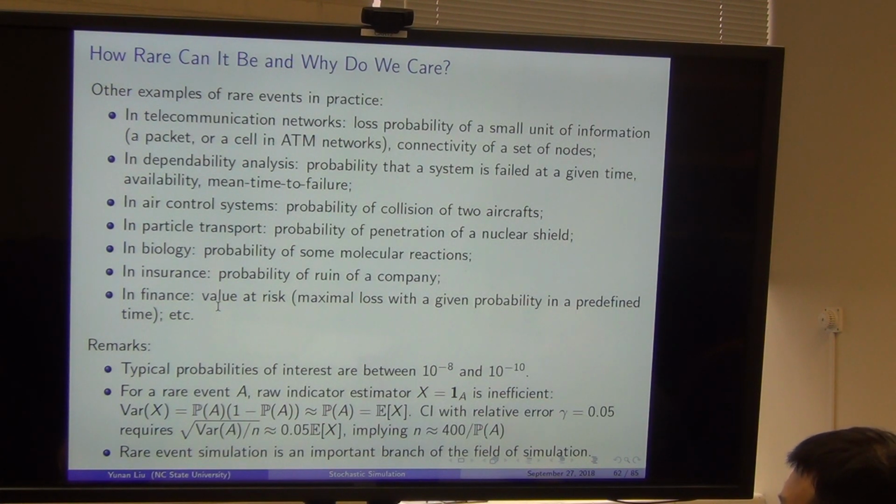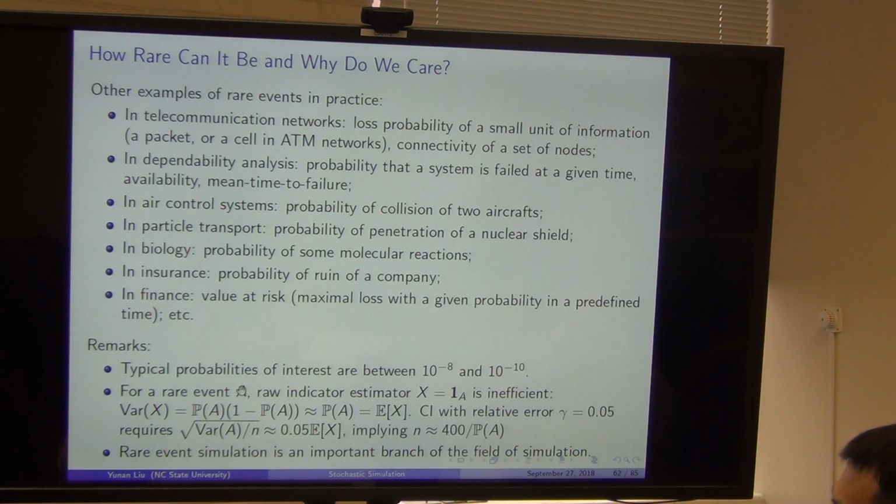Typical probabilities of interest in this section are on the order of 10 to the negative 8 to 10 to the negative 10. So this is quite rare, right? Even for this, I mean, this is not as small as 10 to the negative 89, but in order to have a good estimate of this, you need at least 10 to the plus 10 samples. That's huge, right? Okay.